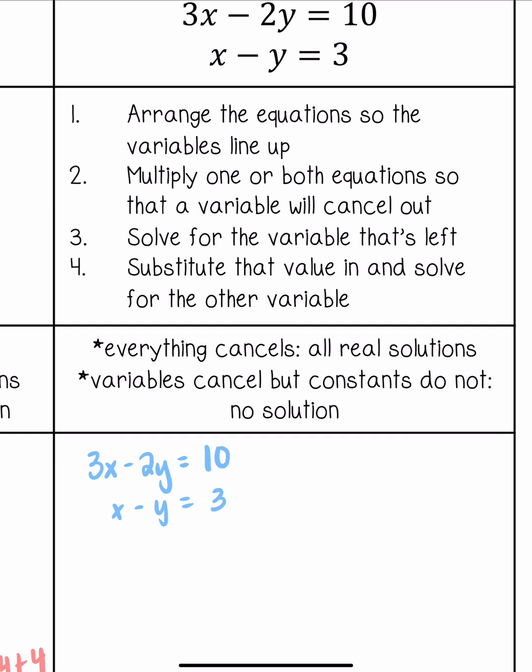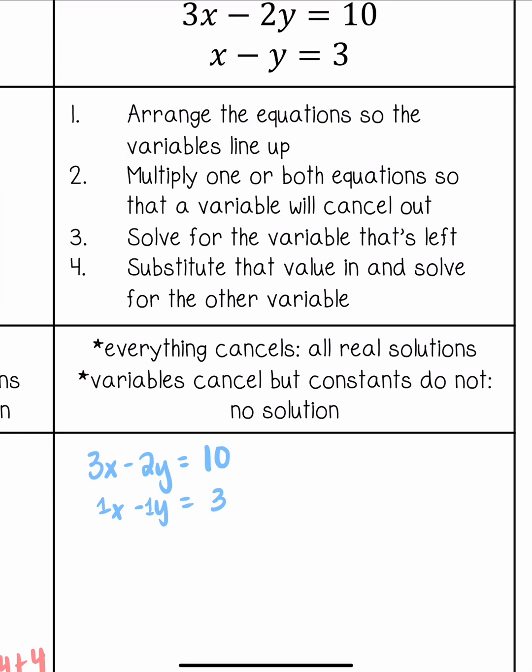So then we want to multiply one or both equations so that a variable will cancel out. In order for it to cancel out, it needs to have the opposite. So for example, if I had negative 8, the opposite would be positive 8. Okay? So in this case, I can choose the x or the y. Both would be easy to manipulate since the coefficient in front of this x is 1 and this is negative 1 as well. So I'm just going to do the y.